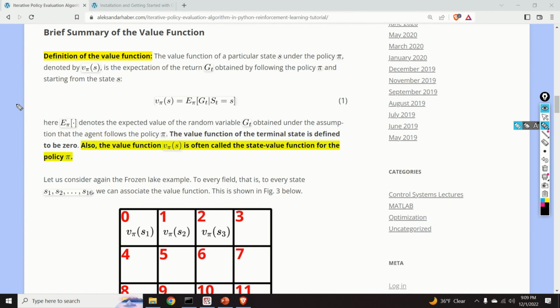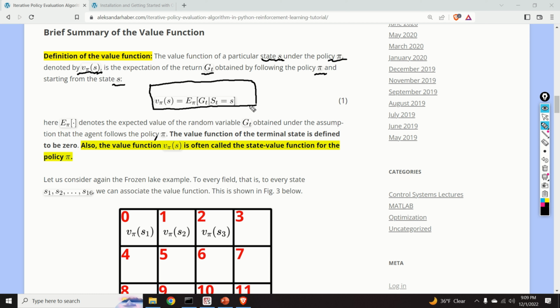After introducing the Frozen Lake example, we are ready to briefly summarize the value function and to relate the value function with the Frozen Lake example. So, what is a value function? The value function of a particular state S under the policy pi, denoted by v in the index pi of S, is the expectation of the return Gt obtained by following the policy pi and starting from the state S. Here is the equation that defines the value function.